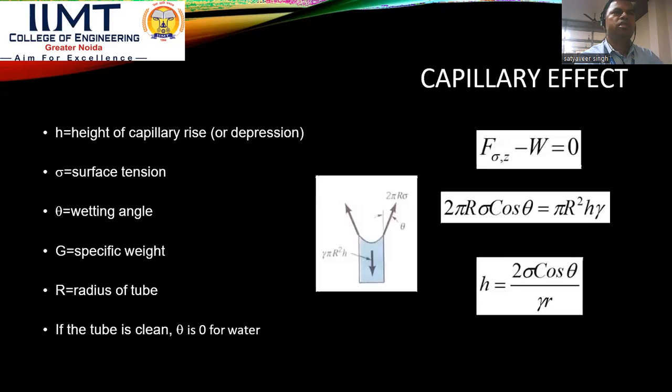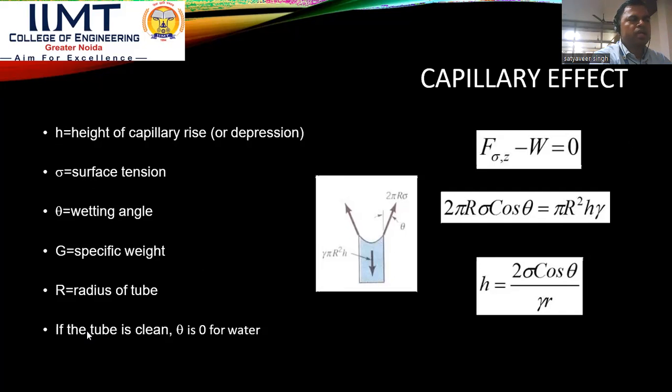Now we will have to understand the capillary effect, how the capillary effect takes place, and basically we have to understand the basic parameters of the capillary actions. So we have h. h denotes the height of capillary rise, or sometimes it denotes the depression. And sigma is the surface tension here, theta is the wetting angle, and gamma is the specific weight. And r is the radius of the tube.